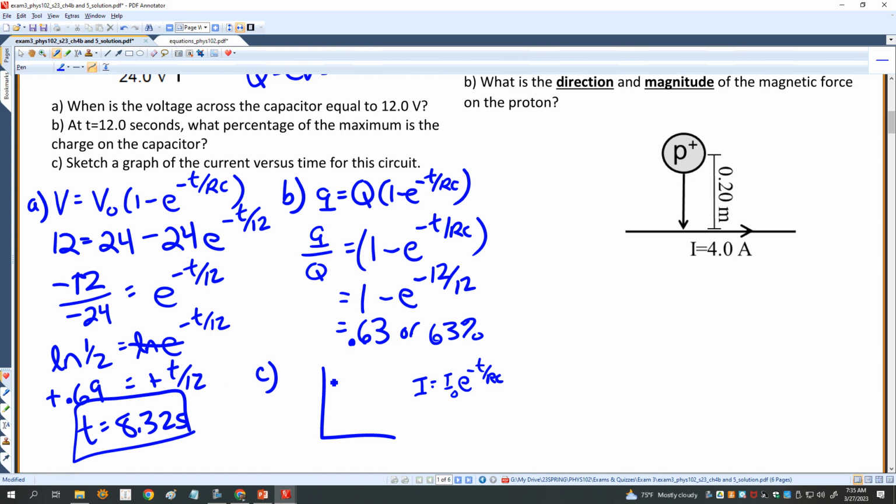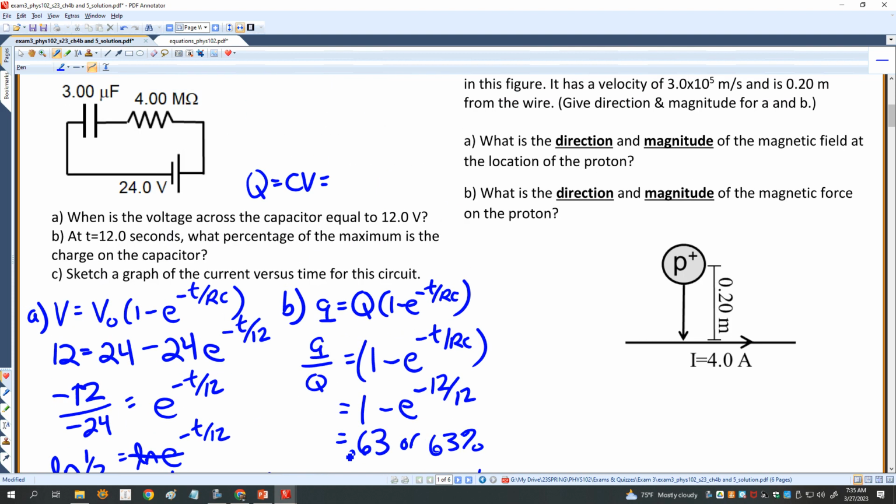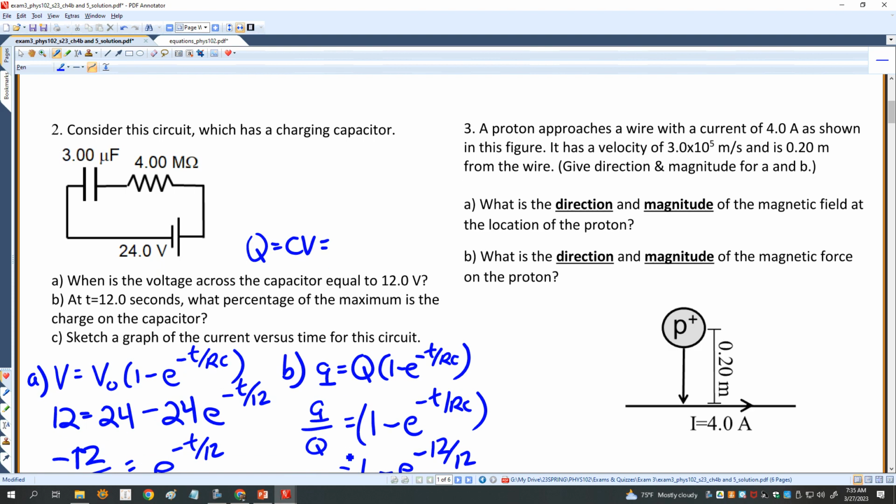So it's going to start out big and then go small. So the current is going to look like an exponential function, roughly sketched out, like that. All right. A proton approaches a wire carrying 4 amps, as shown in this figure. There's its velocity and the distance. I want to know the direction and magnitude of the magnetic field.